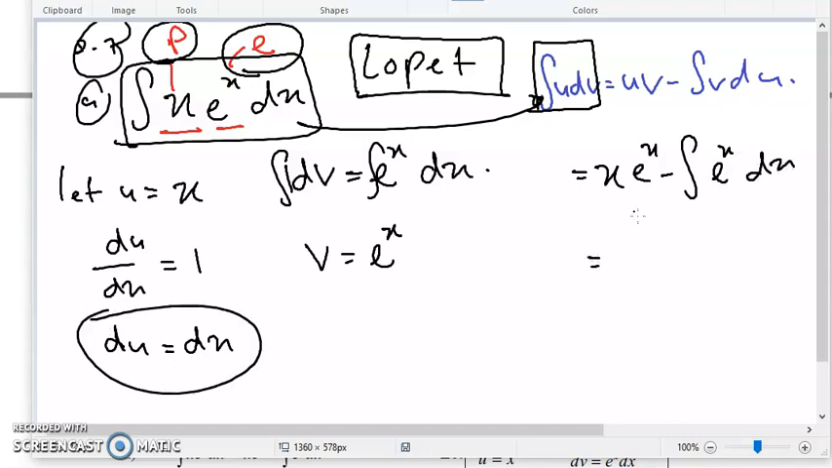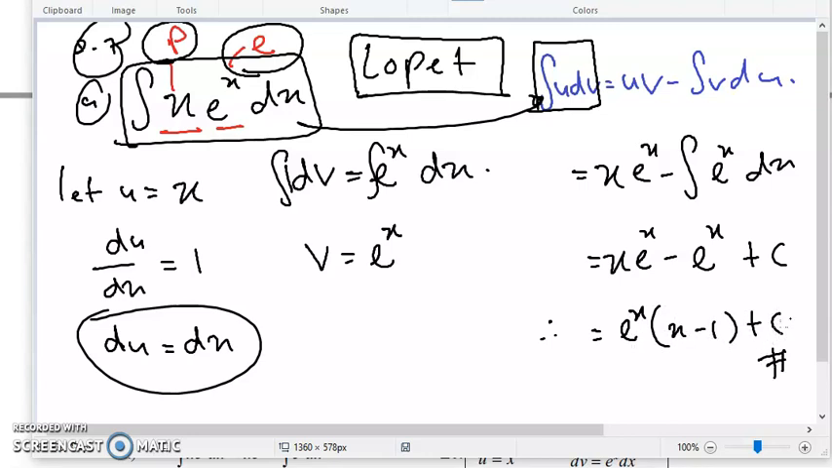So then we haven't finished yet. As for this one, you're already done, so you cannot disturb this one. So minus the integral of e power of x with respect to x. So you'll be having e power of x, and don't forget for this one plus c. Therefore, you already got the answer here, which you can simplify as e power of x times x minus 1, plus c. So you already got the answer. I hope you are clear about this part.